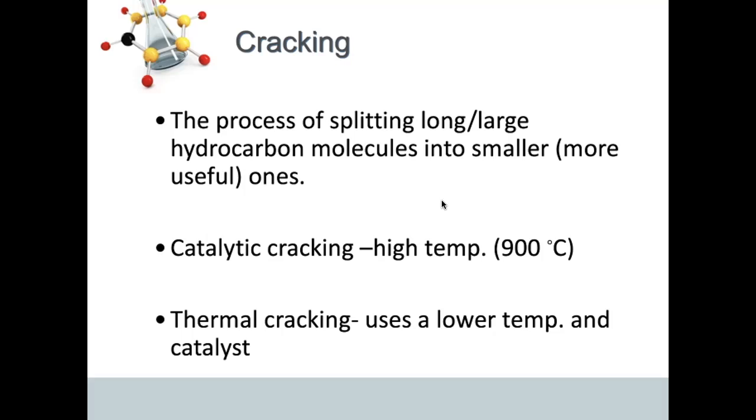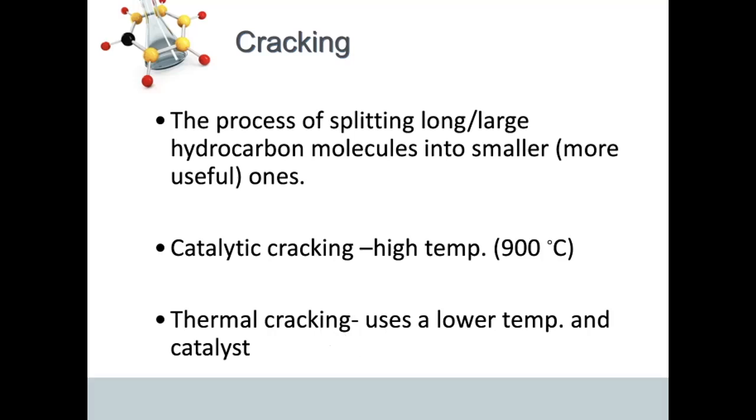So what we do, we split them. We can split them using a catalyst at high temperature. When we do that, we call it catalytic cracking, or we can just split them using heat. When you split them using heat, we call that thermal cracking. So you have thermal cracking and you have catalytic cracking. The thermal one does not use a catalyst. So you have catalytic cracking with a catalyst, and then you have thermal where we just use heat.